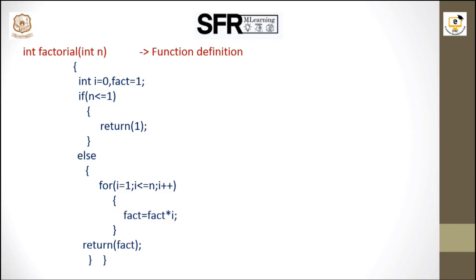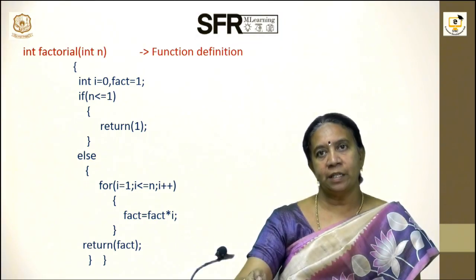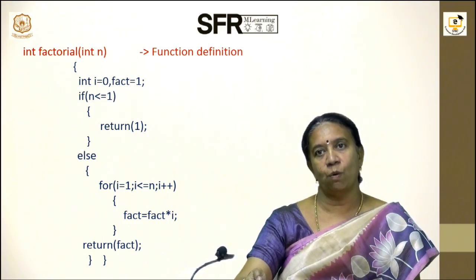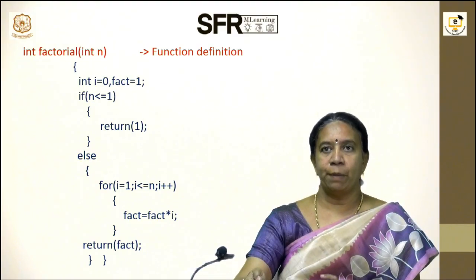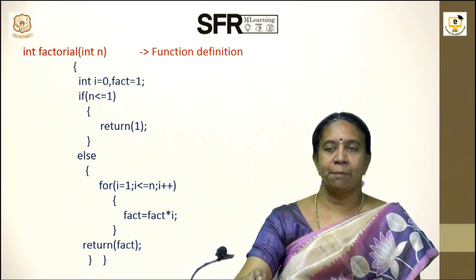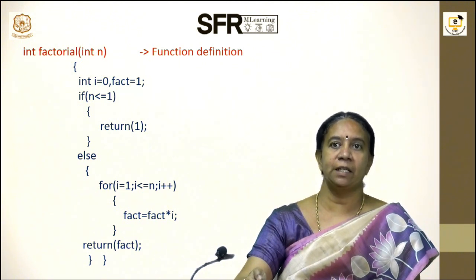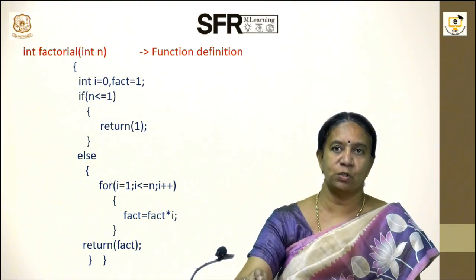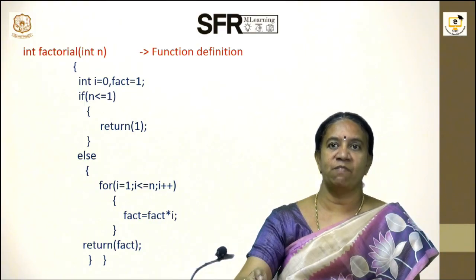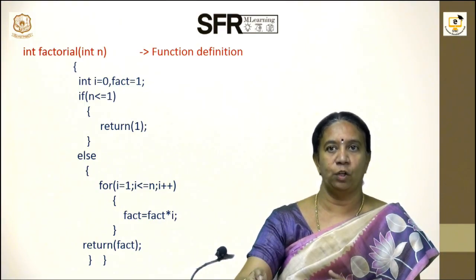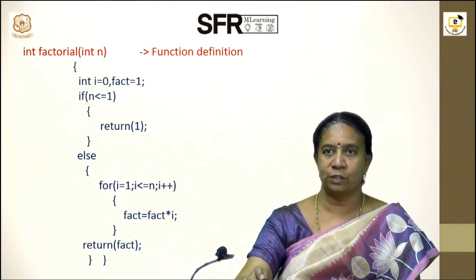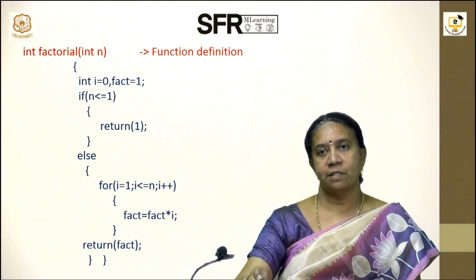The final part, function definition. In this function definition, a block of code shows what the function is to do. Here we elaborately write the factorial calculation with return fact. So the return statement also has a return data type. Return fact contains the values calculated by the if statement and for loop statements.